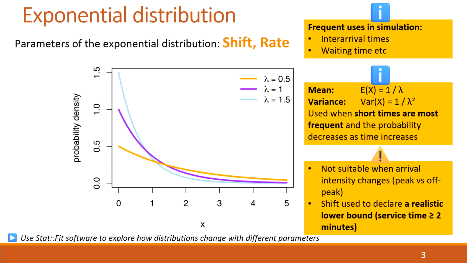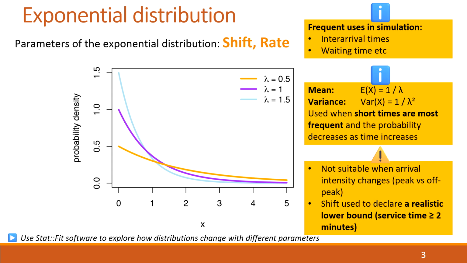The next very popular distribution is the exponential distribution. As you are able to recognize, the exponential distribution is defined by two parameters, which are shift and rate. Just a short comment: most probably, if you are familiar with the exponential distribution, you know that usually only one parameter, rate, is indicated.